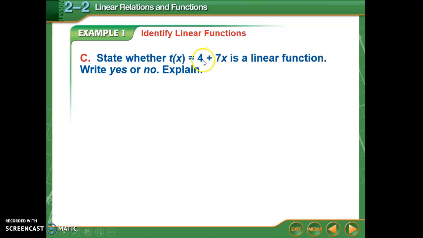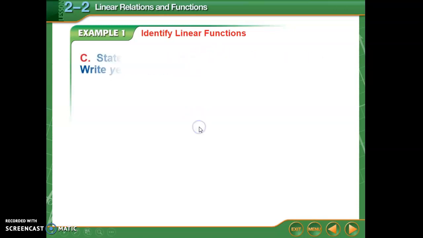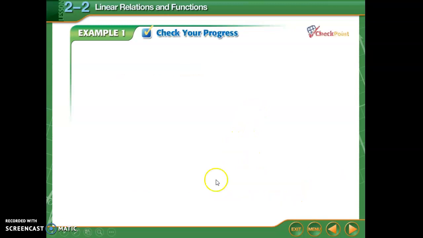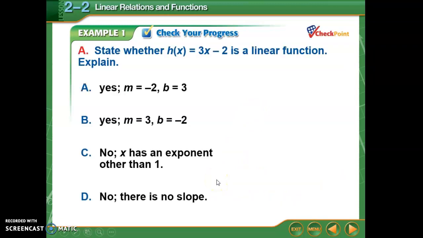You've noticed that the only change here is the places, but you still have your slope of the line, which is 7, and the y-intercept is 4. So that would be a yes, as long as it follows the format of y equals mx plus b. Check your progress. Try the next example.